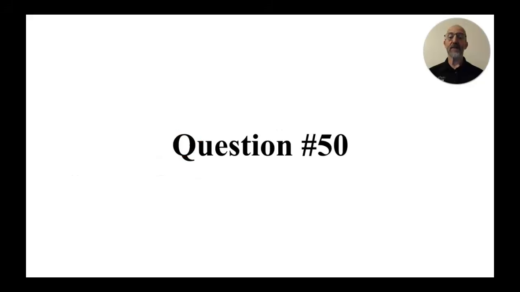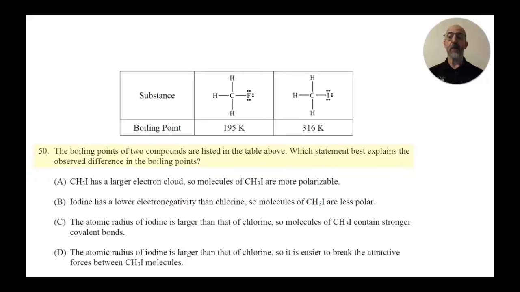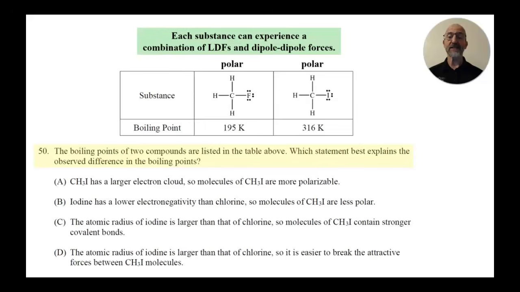In question 50, it says the boiling points of two compounds are listed in the table above. Which statement best explains the observed difference in the boiling points? Now, CH3F and CH3I are both asymmetrically arranged with respect to their dipoles, so they're both going to be classified as polar molecules. That means that each substance can experience a combination of London dispersion forces and dipole-dipole forces.